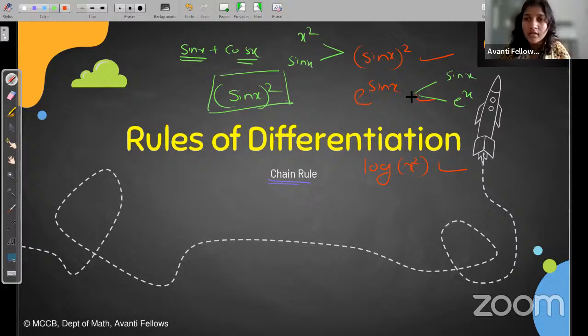So what are these functions? These are the functions which are a combination of two or more functions. Such functions we call composite functions. The functions which are a combination of two or more functions, we call them composite functions. So these are all composite functions. To find the differentiation of a composite function, we make use of the chain rule. So let's see what the chain rule is.